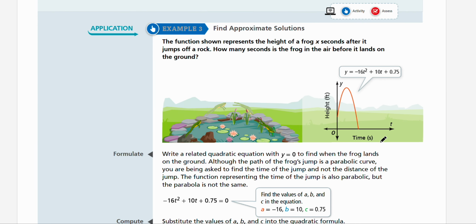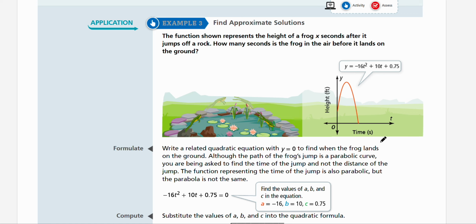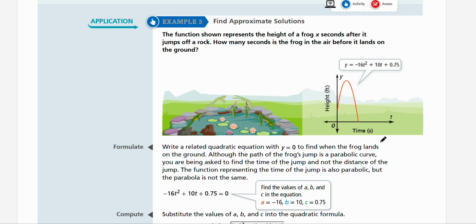Application in example 3. Find approximate solutions. The function shown represents the height of a frog x seconds after it jumps off a rock. How many seconds is the frog in the air before it lands on the ground? So we have a quadratic equation here which has a negative leading coefficient. So A is negative, B is positive, C is positive. And from the graph you see there's one x-intercept. You can also predict another x-intercept here, but time cannot be negative in real life. So this doesn't really make sense in this context, so we can cut it off over here.